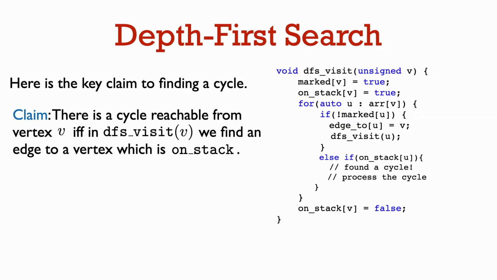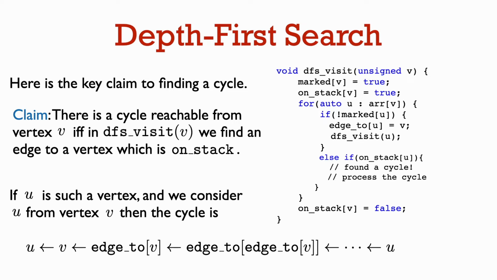So let's start at U, this vertex which is on the stack, and such that there's an edge from V to U. So we know there's an edge from V to U. Then there's also an edge from edge2 of V to V by the definition of edge2. And we can keep going backwards like this using the edge2 relation until we hit U again. And we know that we'll eventually hit U again because U is on the stack. So I'll talk about why this is true more later, but first let's look at an example.